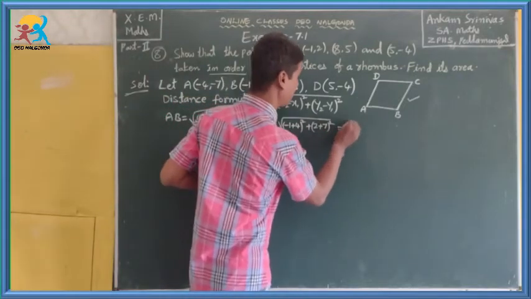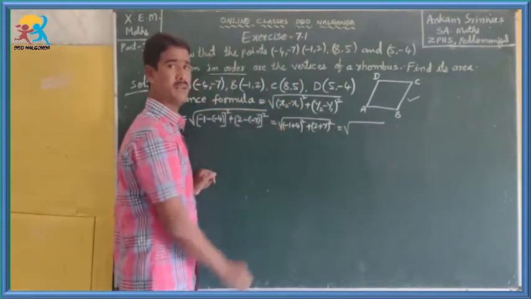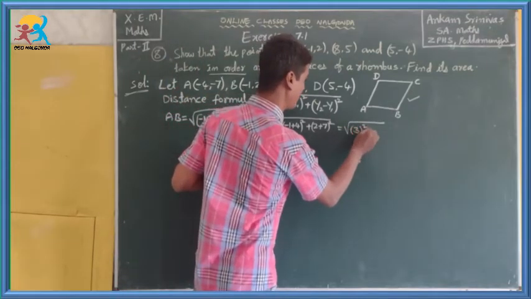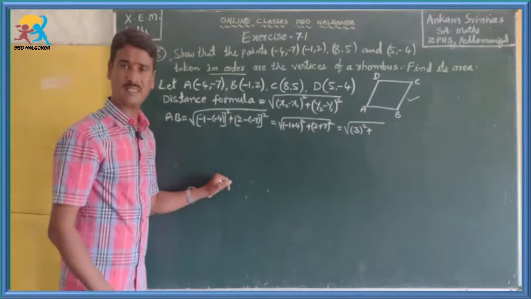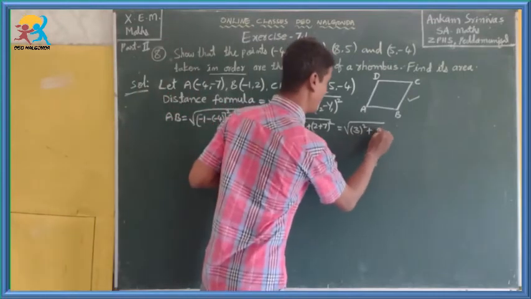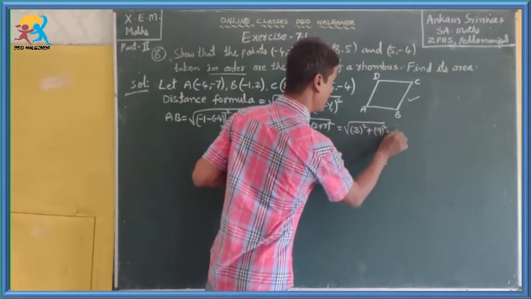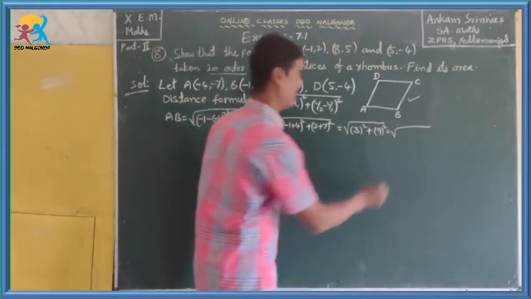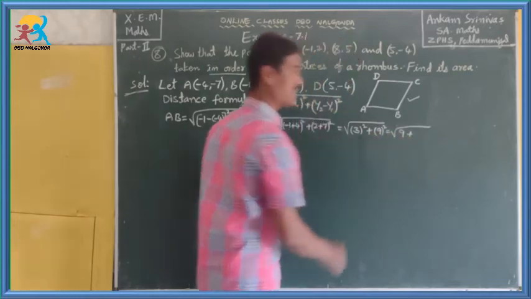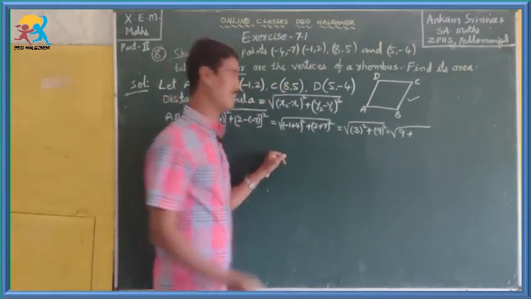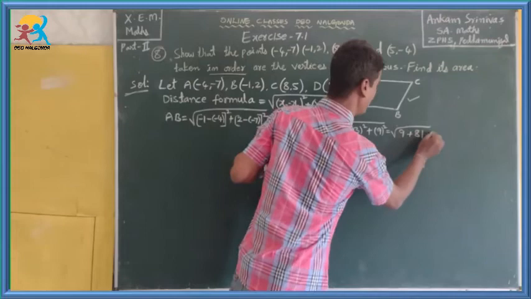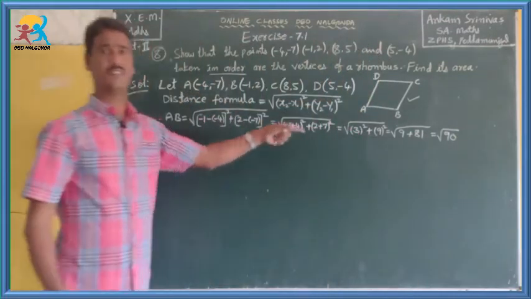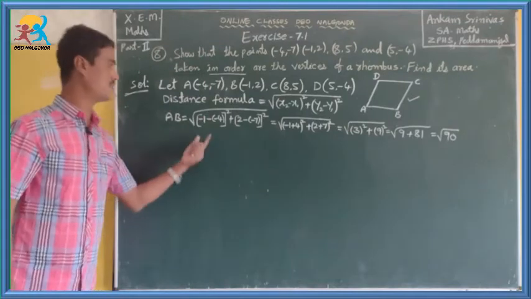Then minus 1 plus 4, how much? 3. 3 square plus 2 plus 7, how much? 9. 9 square. So we get 3 square, 3 into 3, 9, plus 9 square, how much? 9 nines are 81. We get square root of 90. Square root of 90.